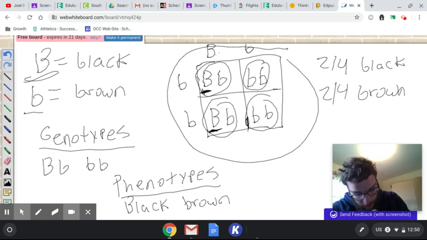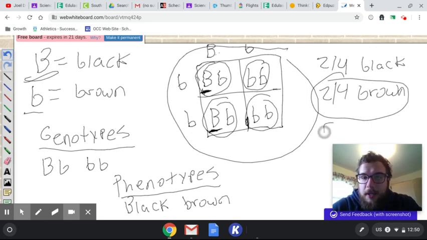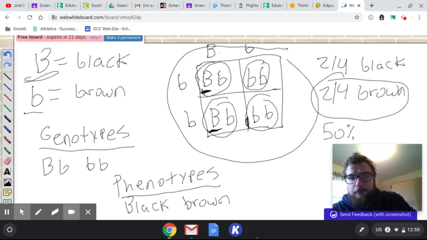Now, it depends on the question. Some questions will say put it in a percent. Some questions will say just give me the probability. You can really do it however you want, as long as the question doesn't say. So I could leave this as a 2 out of 4 chance that I'm going to get brown. I always like to use percent, so I'm going to just say it's a 50% chance, okay? Does that make sense, hopefully?